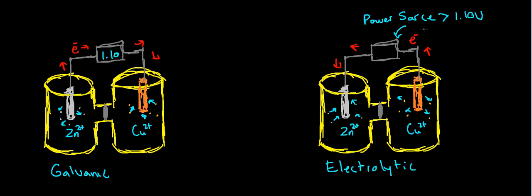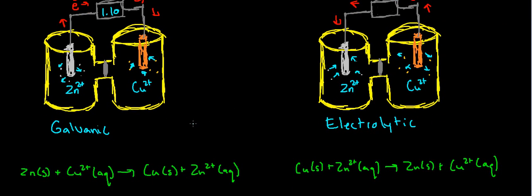But in order for this to occur, since this is a spontaneous reaction, when this runs, if I hook up a voltmeter, it's going to say 1.1 volts, or if we just look it up in the table. So therefore this would be minus 1.1 volts.